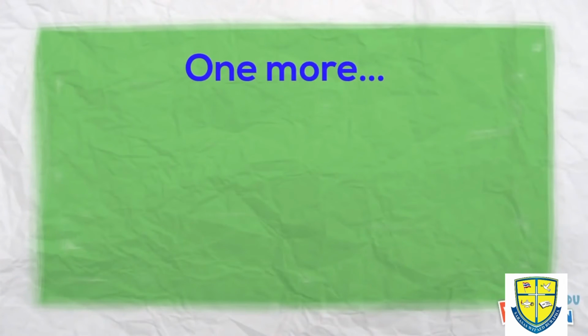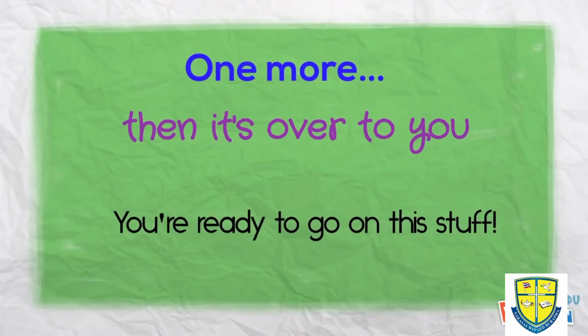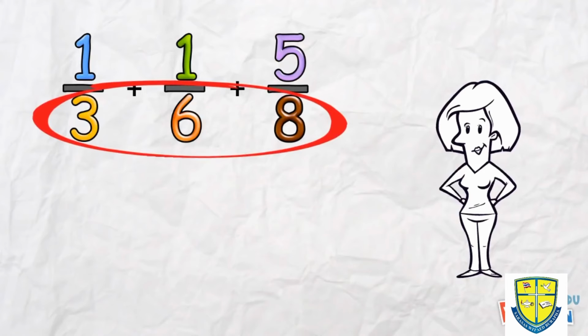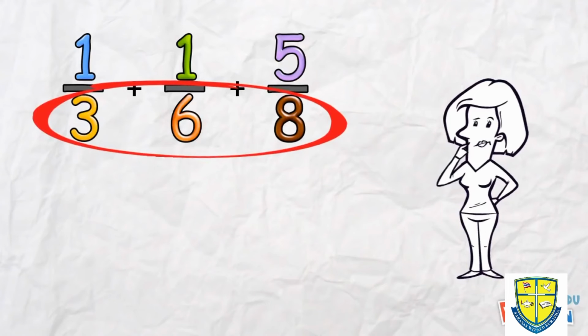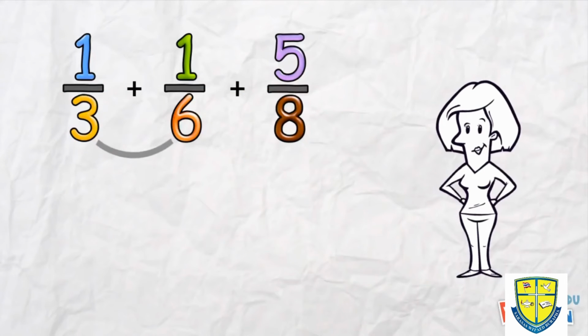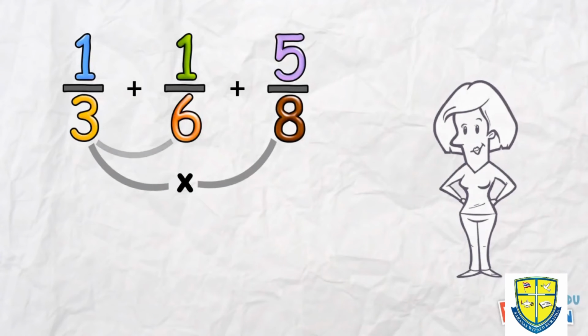One more, and then it's over to you, because I think you're ready to go on this stuff. Check out this one. Look at the denominators. 3, 6 and 8. These don't work together. The 8 doesn't fit with the 3 and 6. For this one, we're going to have to change all of the denominators to get that common denominator that we need. 3 is a factor of 6, but not of 8, so I'm going to multiply 3 and 8 together to make the lowest common denominator.